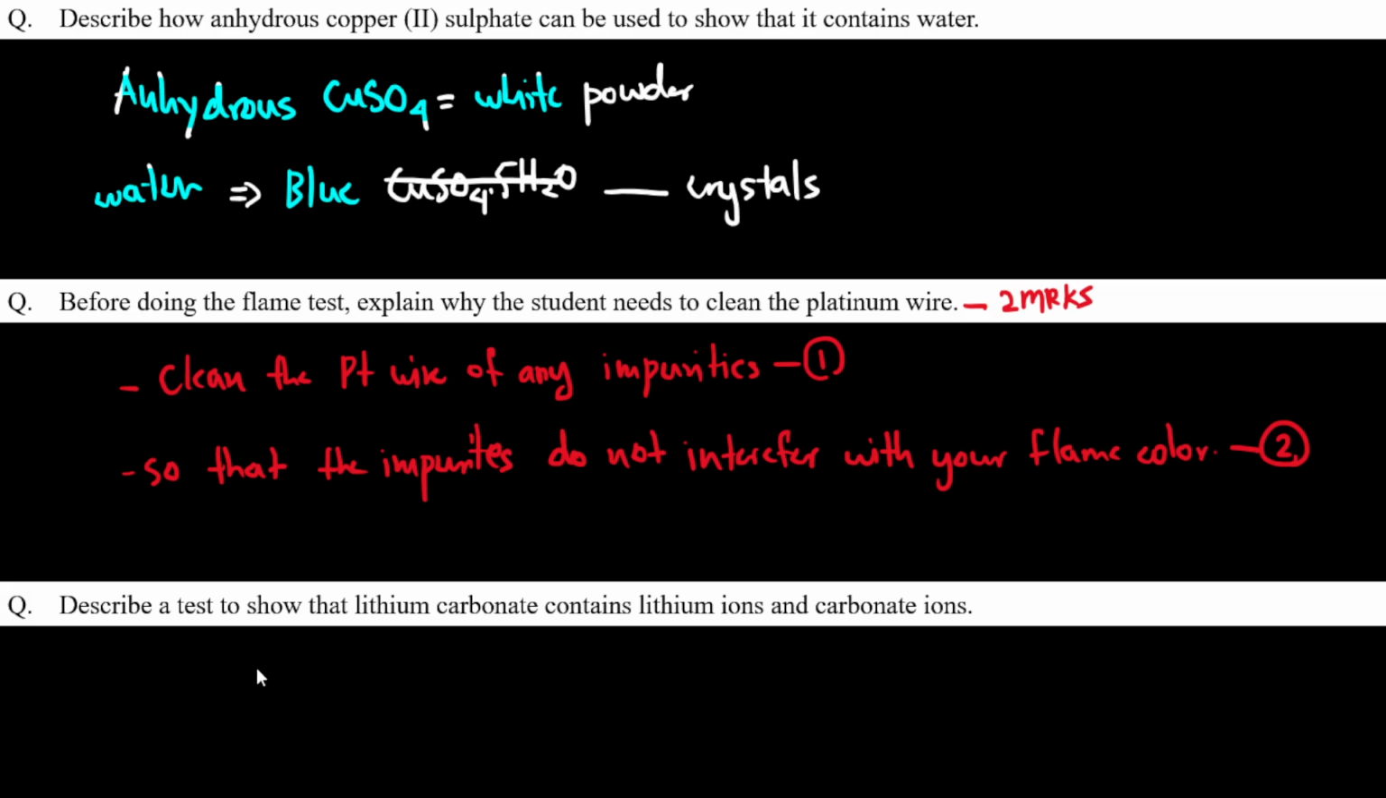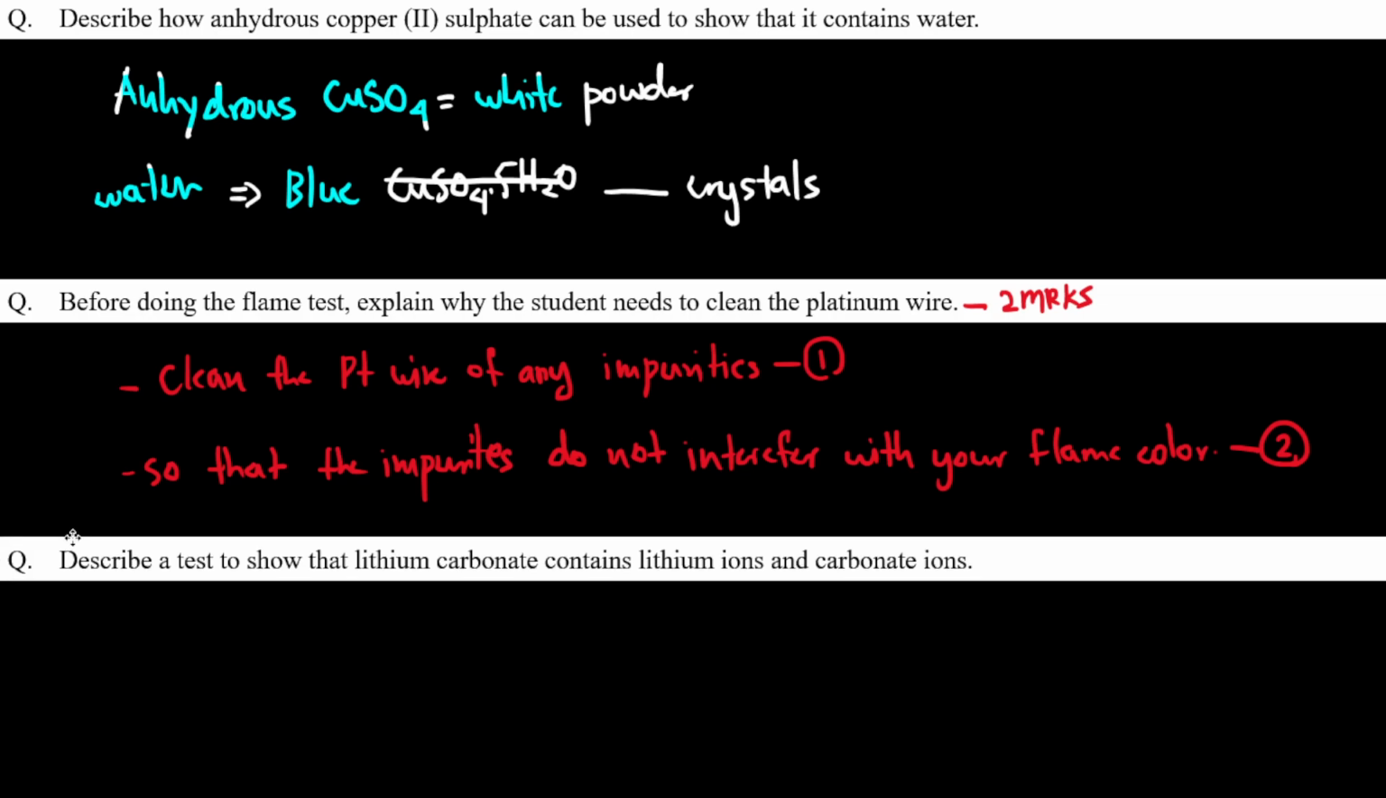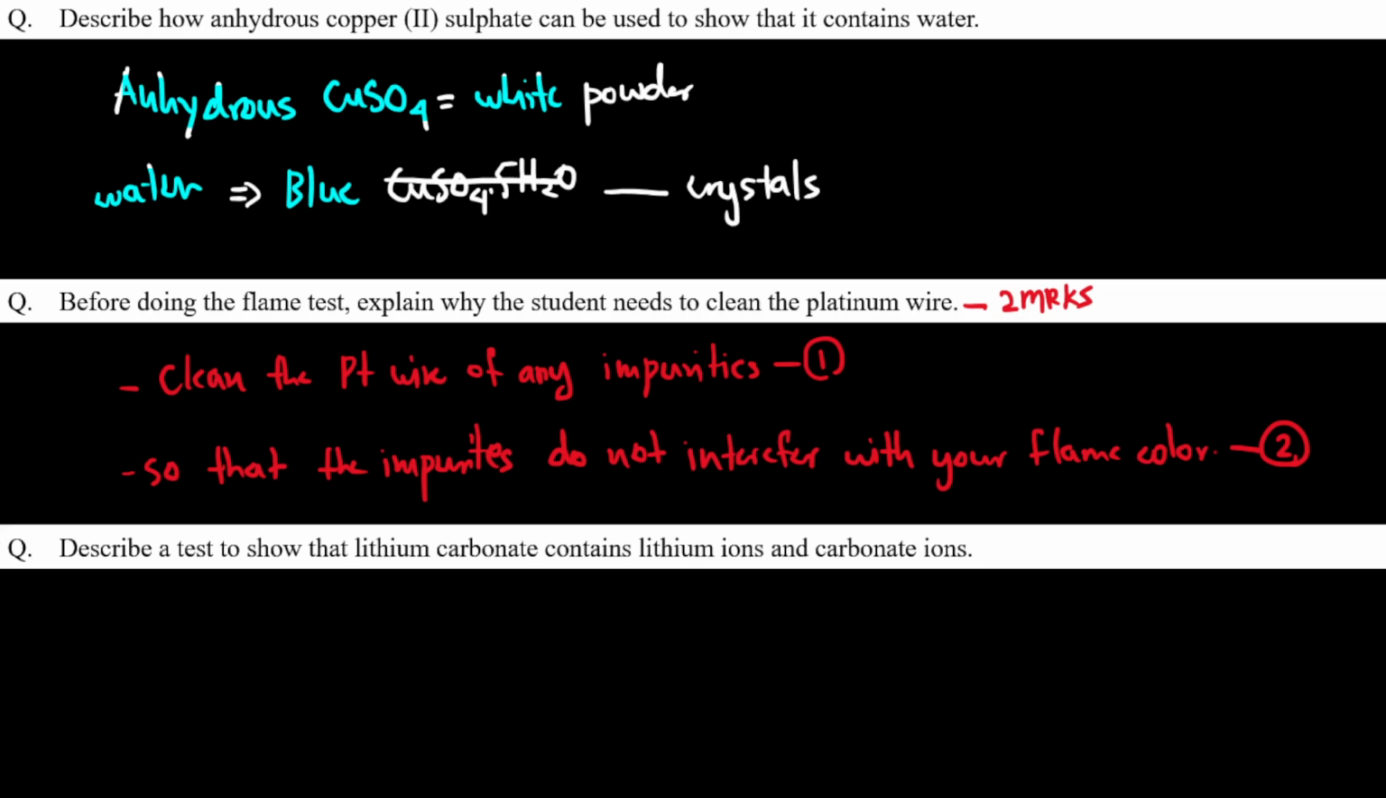Okay. Alright, another question is, describe a test to show that lithium carbonate contains lithium ions and carbonate ions. So when you see a question like this, know that they are asking you two things, okay? Which is lithium carbonate, right? It is simply what? Li2CO3. So it contains both Li+ and CO3 2 minus ions.